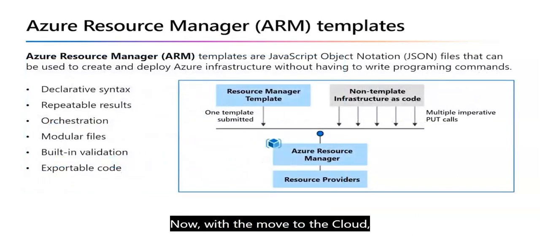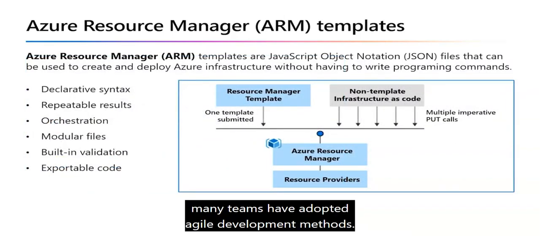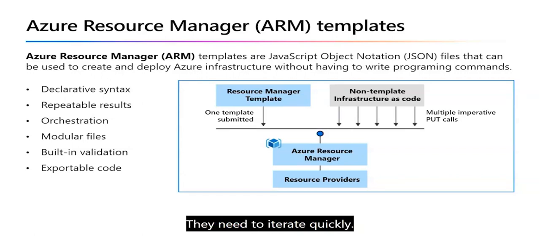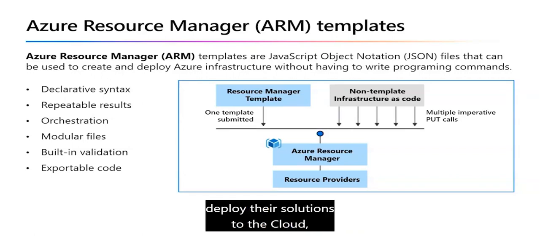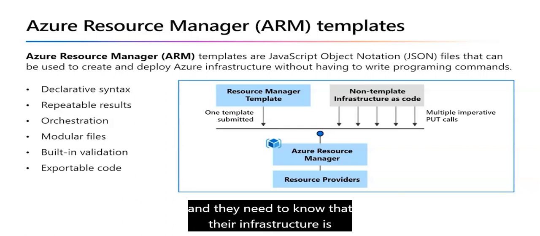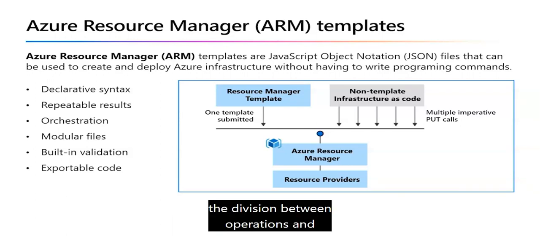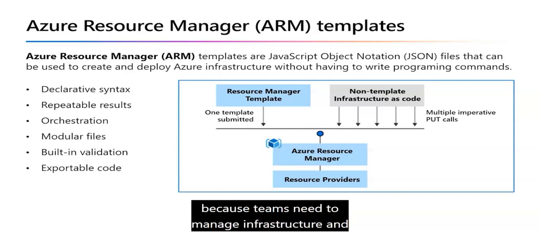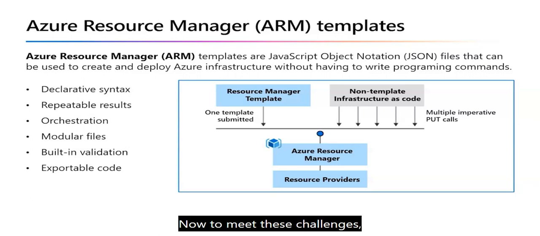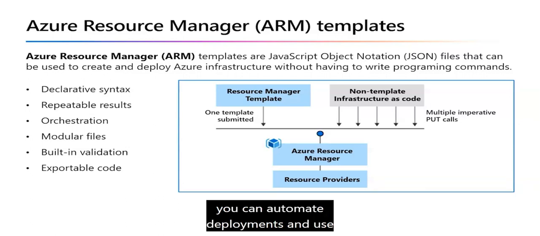Now, with the move to the cloud, many teams have adopted agile development methods. They need to iterate quickly. They need to repeatedly deploy their solutions to the cloud, and they need to know that their infrastructure is in a reliable state. Now, as infrastructure has become part of the iterative process, the division between operations and development has essentially disappeared because teams need to manage infrastructure and application code through a unified process. To meet these challenges, you can automate deployments and use the practice of infrastructure as code.